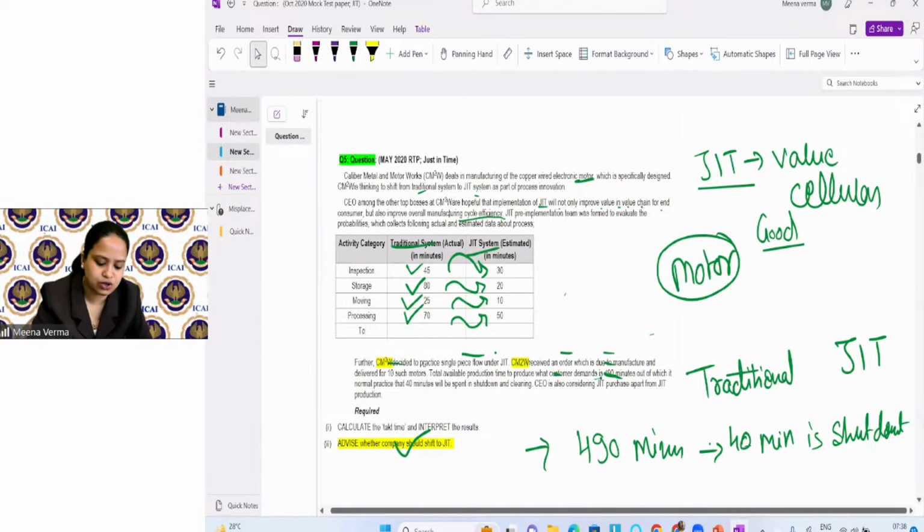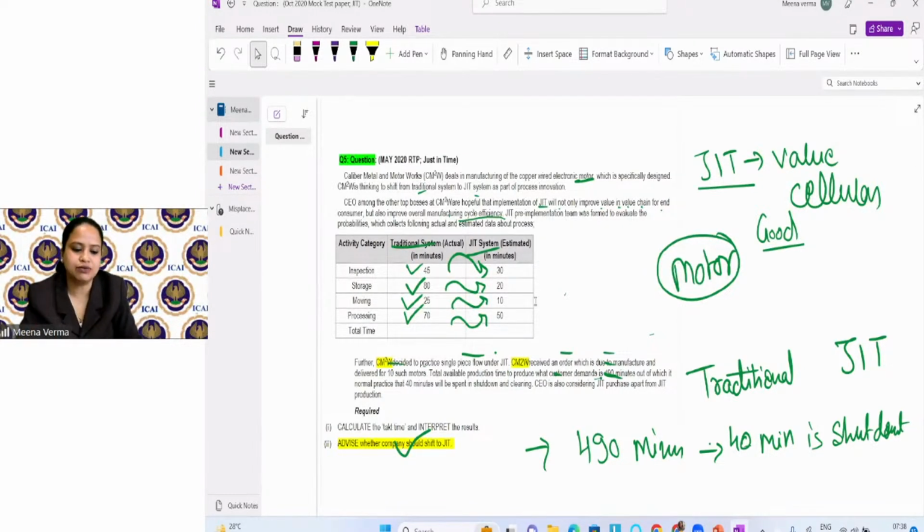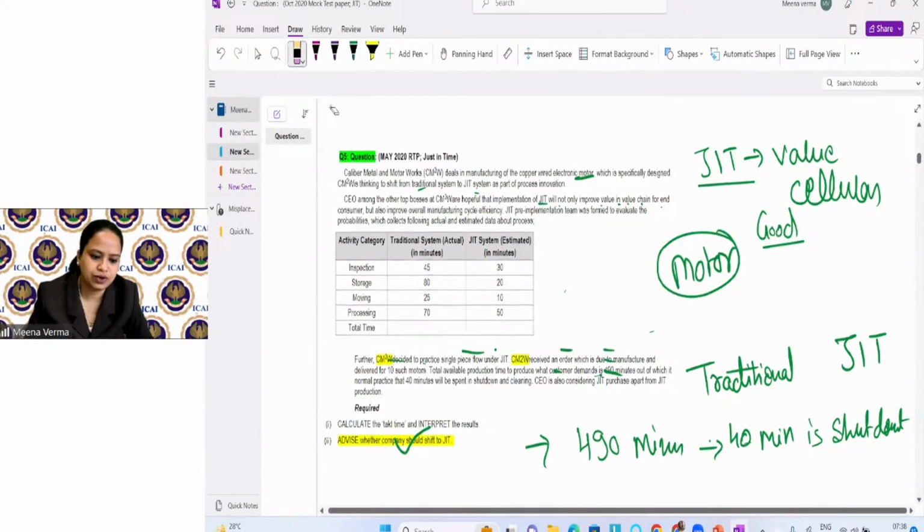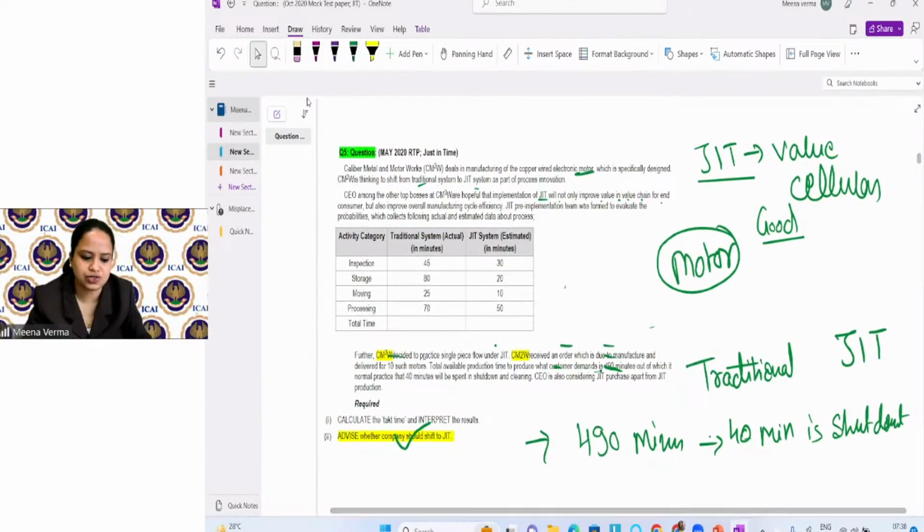So if you will see, total time is what? Total time for the production is what? Sum of these values, right? Sum of these values is the total time for production. Okay, let's see what is the total time of production.